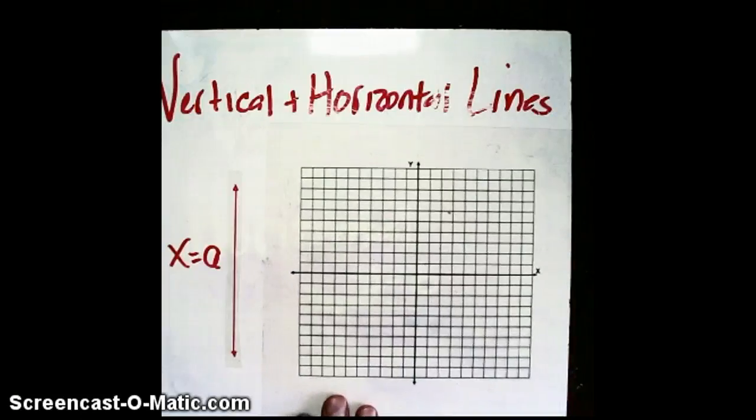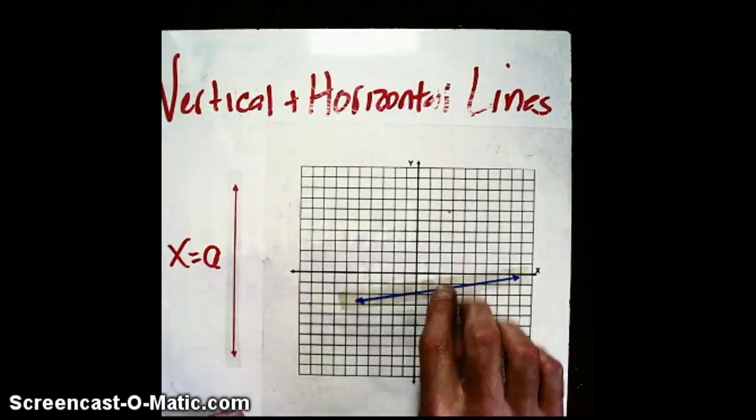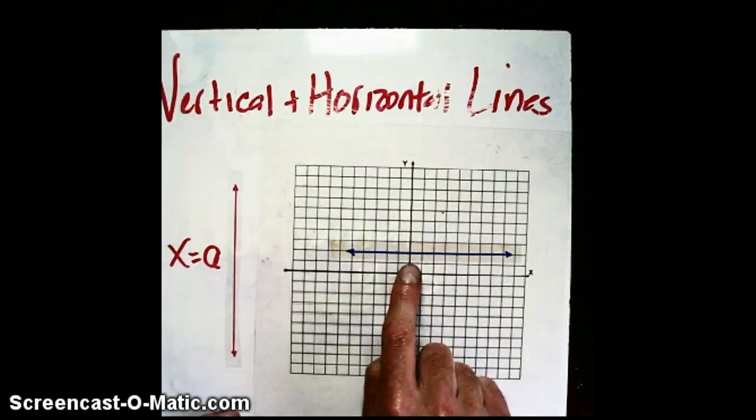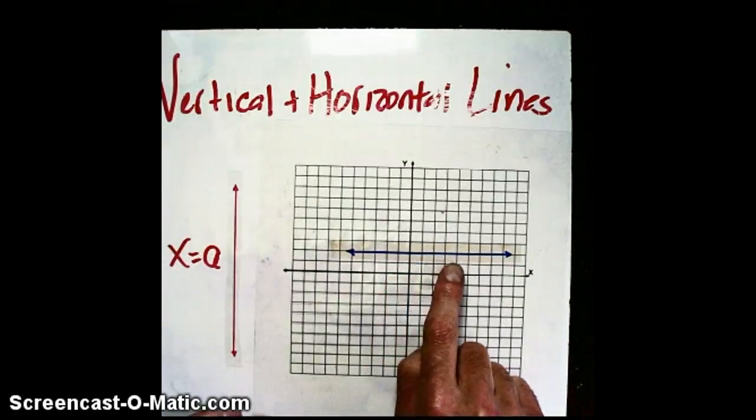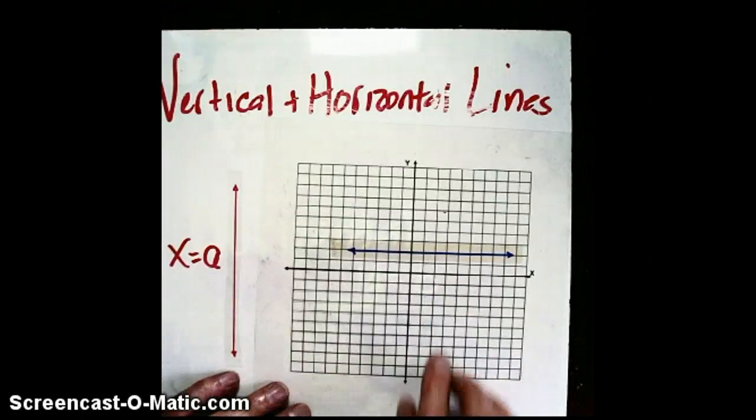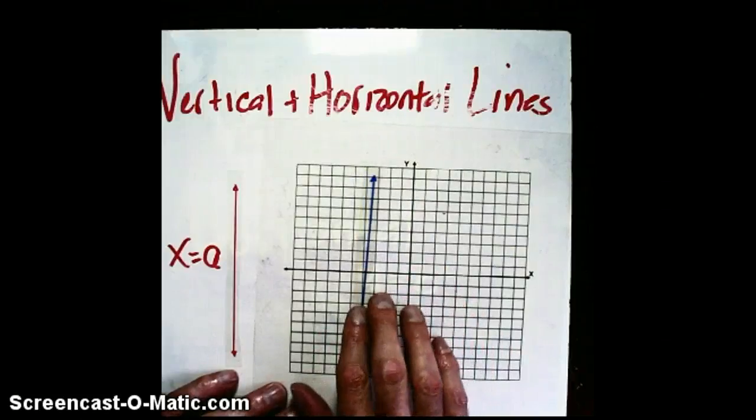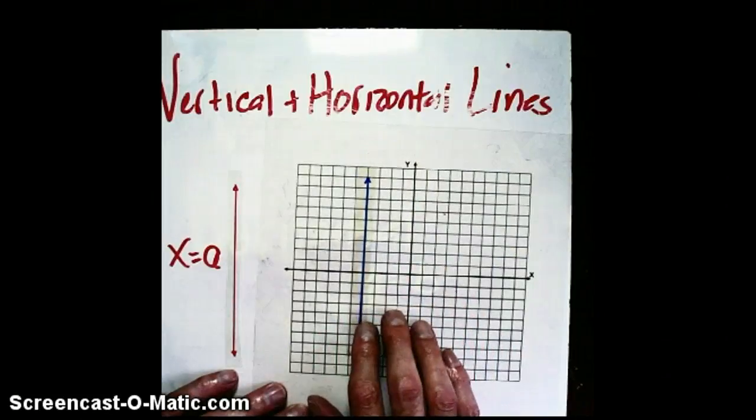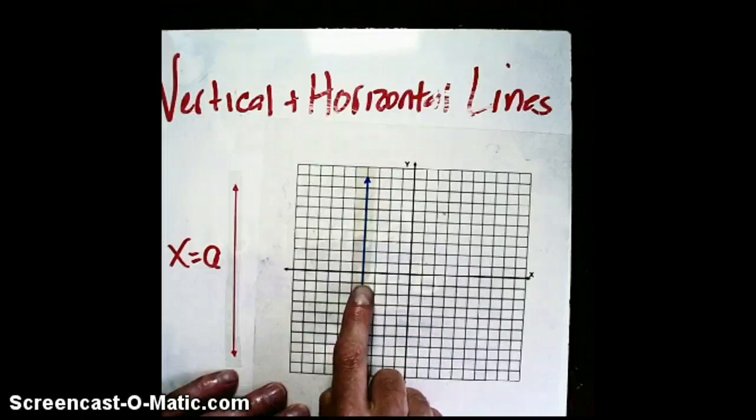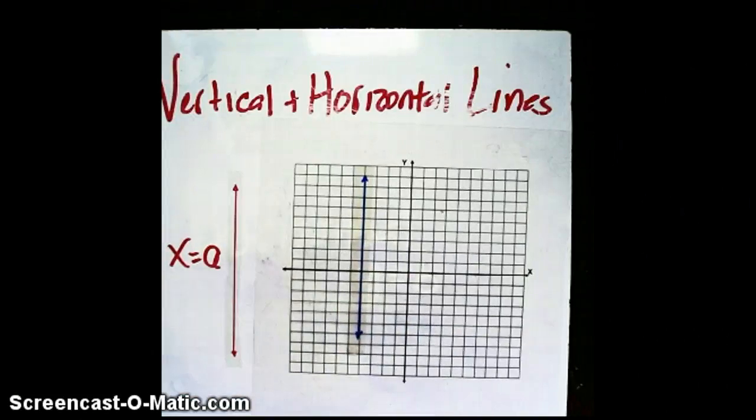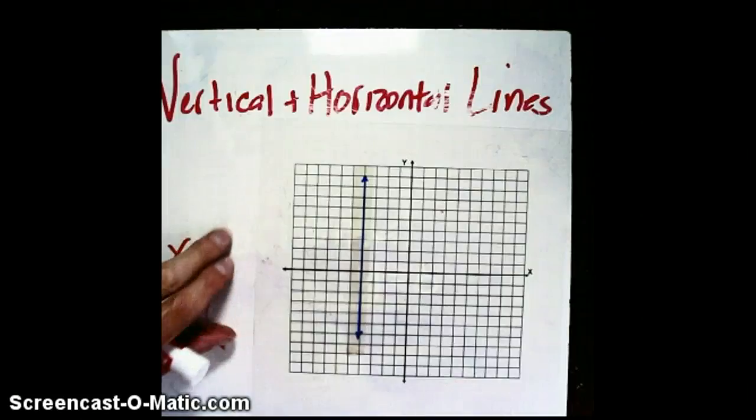The question is, what is the equation of this line? Well, the y value is 2 here, 2 here, 2 here, 2 here. That is the equation of that line: y equals 2. What is the equation of this line? Well, what is x right here? X is negative 4. What's x everywhere? X is negative 4. Okay, so hopefully that helps you out.